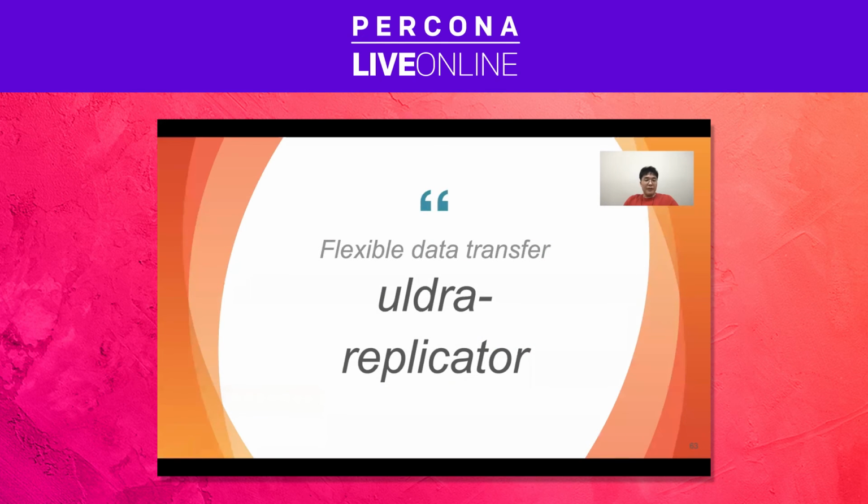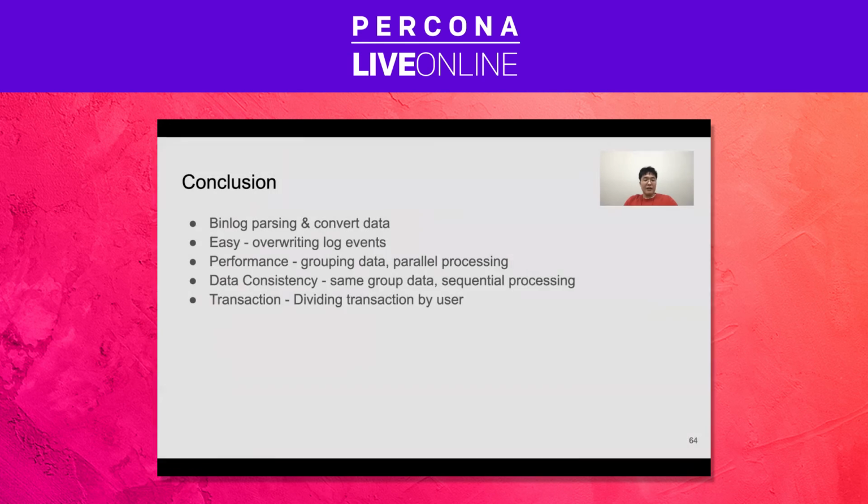This is the description of the flexible data transfer Uldra-Replicator. Uldra-Replicator performs the binlog parsing and data conversion at the same time. It works by overwriting for each operation, and data is grouped for parallel processing for performance. And the same group is processed sequentially for data consistency by dividing large transactions into small transactions for each user. It induces no problem in transaction processing for each individual.